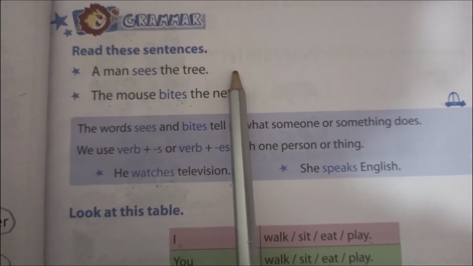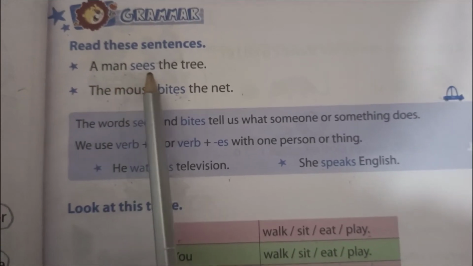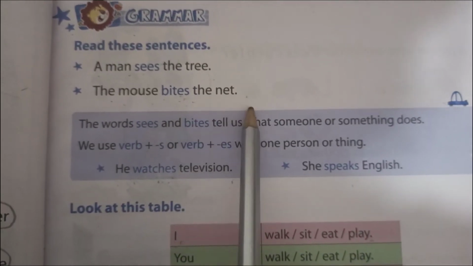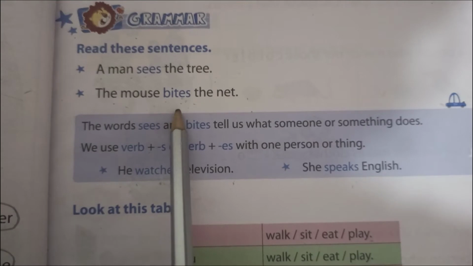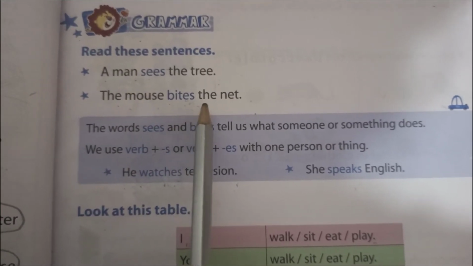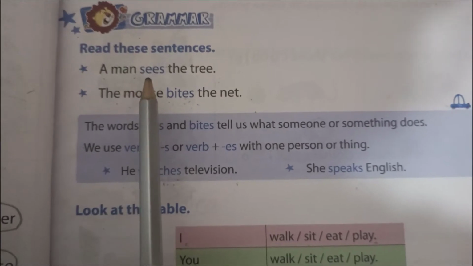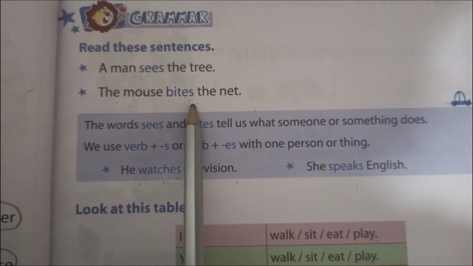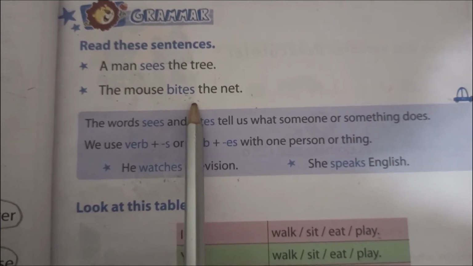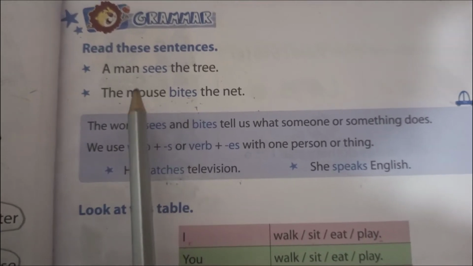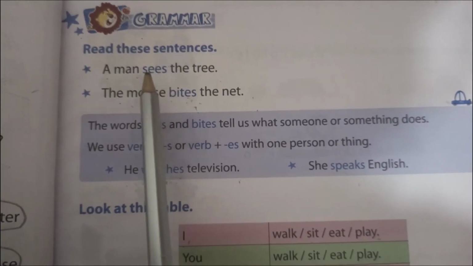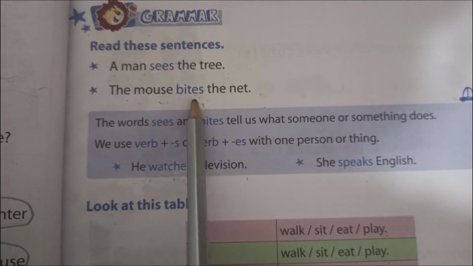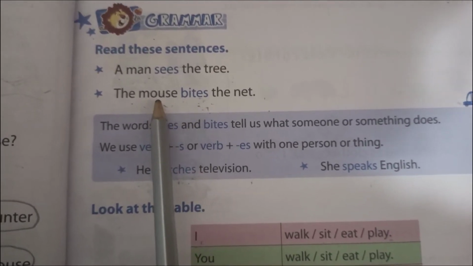Read these sentences. First one, a man sees the tree. Second one, the mouse bites the net. Children, here you can see there are two colored words. Which are they? Yes, sees and bites. These two words are verbs. Verbs tell us what someone or something does. So here the word sees tells the action of the man, and the verb bites in the second sentence tells us the action of the mouse.